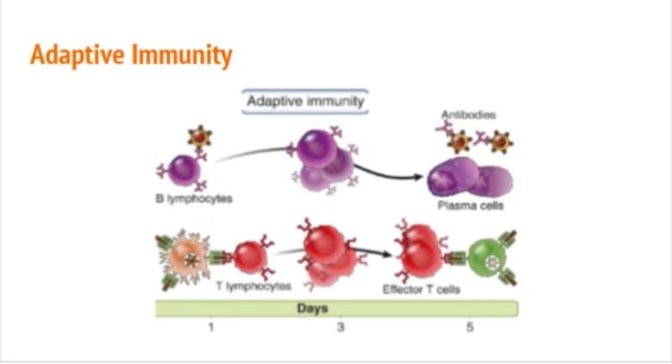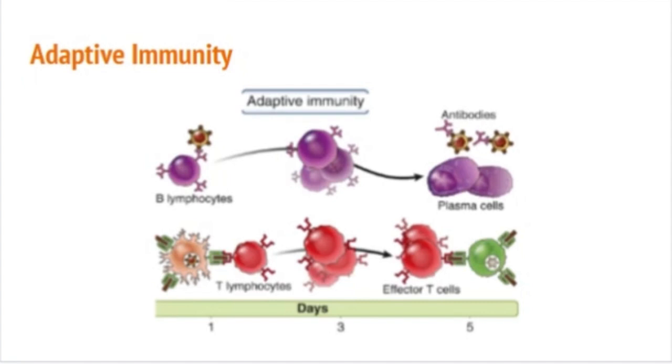Another unique feature of adaptive immunity is memory, in which the immune system develops an enhanced response to specific antigens upon repeated exposure. Finally, clonal expansion allows antigen-specific lymphocytes to increase in number in order for the immune system to keep up with increases in microbes.